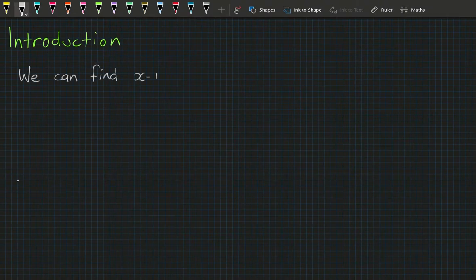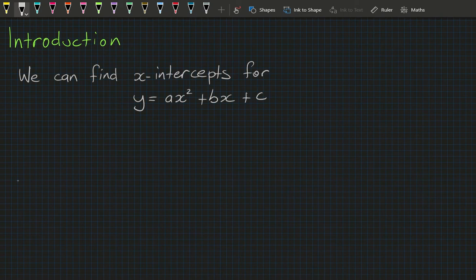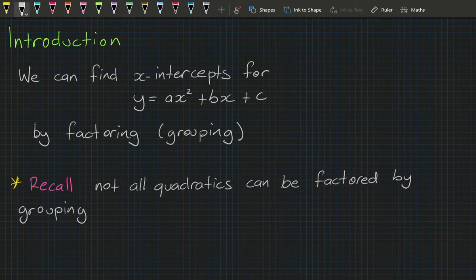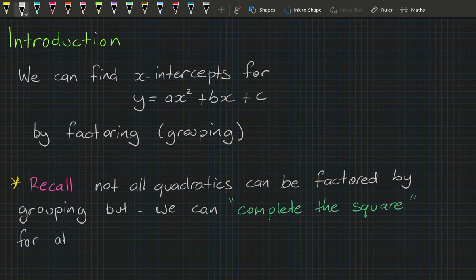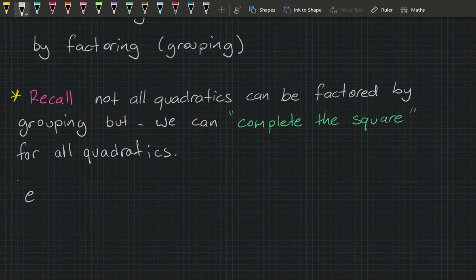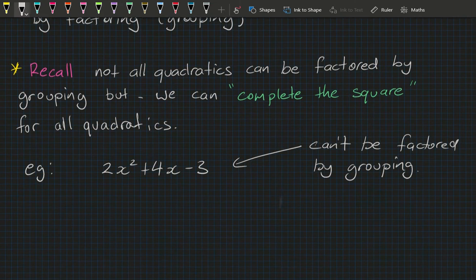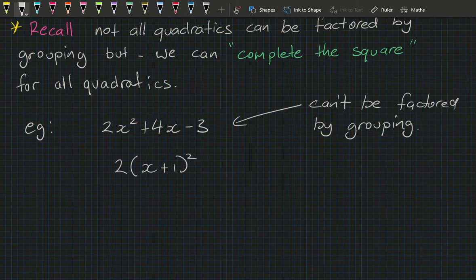After our last lesson, we can now find x-intercepts for a quadratic graph such as y equals ax squared plus bx plus c, just by factoring with grouping. But recall from earlier lessons that not all quadratics can be factored by grouping, but we can complete the square for all quadratics. So, for example, 2x squared plus 4x minus 3 can't be factored by grouping, and I invite you to try that, by the way. But I can turn it into 2 times (x plus 1) all squared minus 5, and this is just by completing the square.